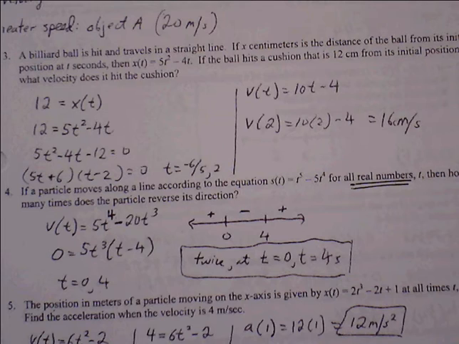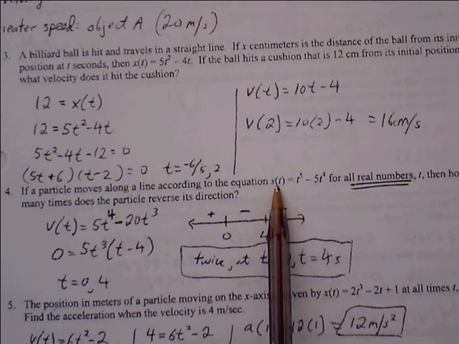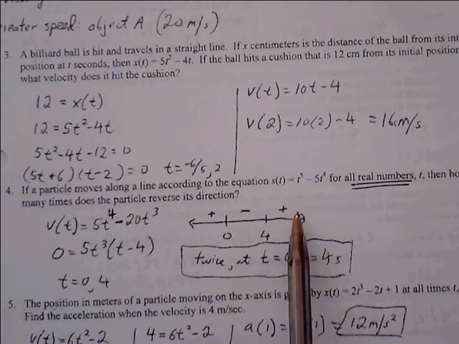Number 4, if a particle moves along a line according to the equation S of t. So S of t is another common notation for position function. In this case, this is x of t. Here we have S of t.